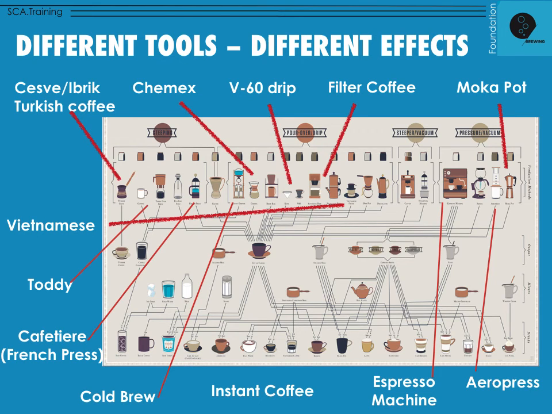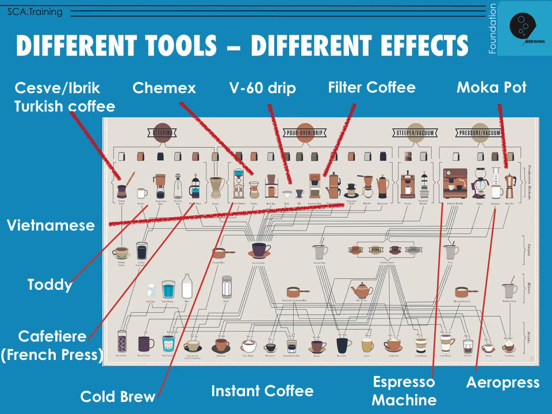Filter coffee. This is a drip filtration method, filtering through plastic, paper, metal, or screen. All of those have a different variety. Sometimes we think of flat bottom filter coffee, whereas the V60 drip has a very V-shaped 60-degree angle for the filter drip method.